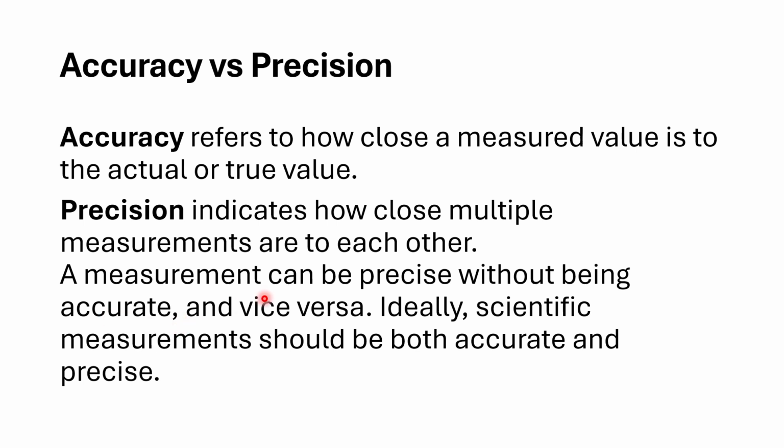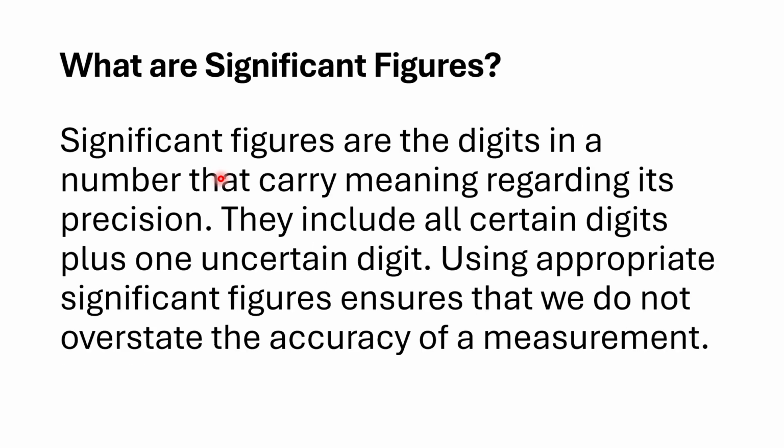A measurement can be precise without being accurate, and vice versa. Ideally, scientific measurements should be both accurate and precise. Maybe we will have some examples on it, where you will get greater insights about that. So here we have another one.